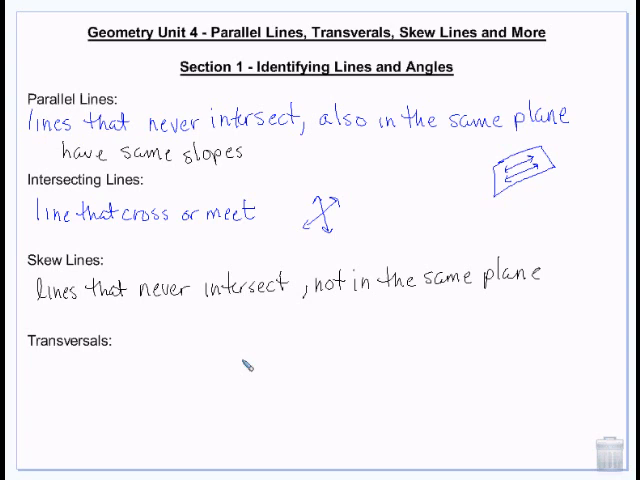So skew lines don't intersect, but they're not in the same plane. So if I have a plane that's going this way and another plane over here that's going this way, these lines aren't going to intersect, but they're not running parallel.